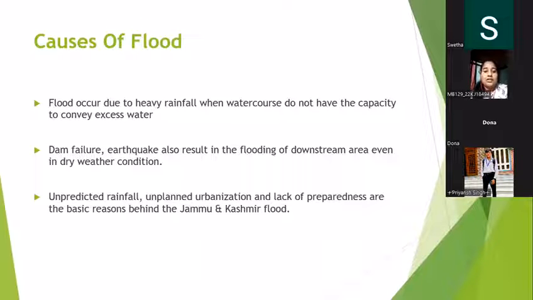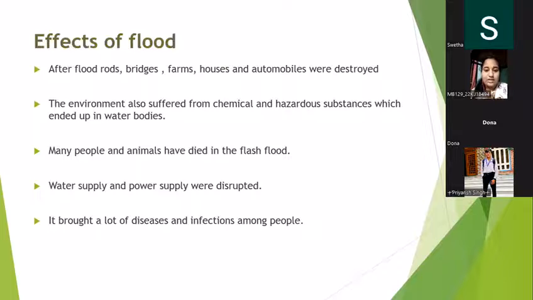And next, moving to the effects of flood. Can you please change the slide?